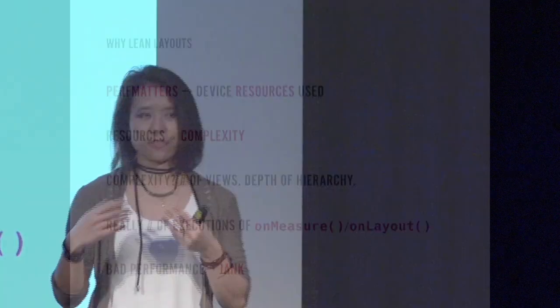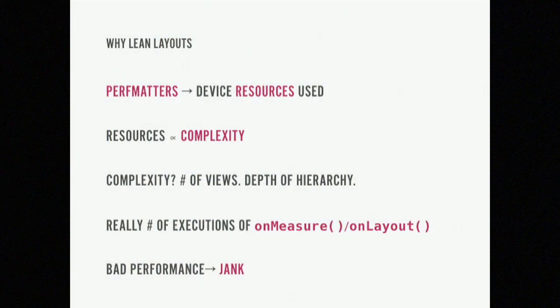So why do we need to build efficient layouts? Why should we build lean layouts? Lean layouts matter because, as you might have heard in the Android community, perf matters. Perf matters is this idea that performance matters and that we should be building applications that are performant and that use resources as efficiently as possible. So when we talk about performance, we talk about resources. And the resources we generally talk about in regards to mobile applications are memory, CPU, battery.